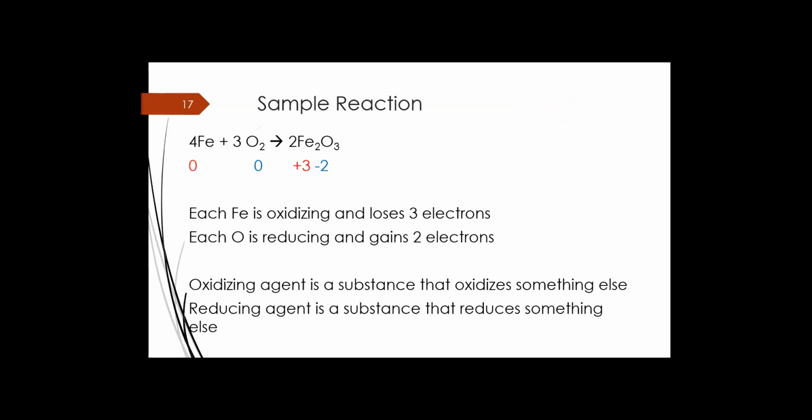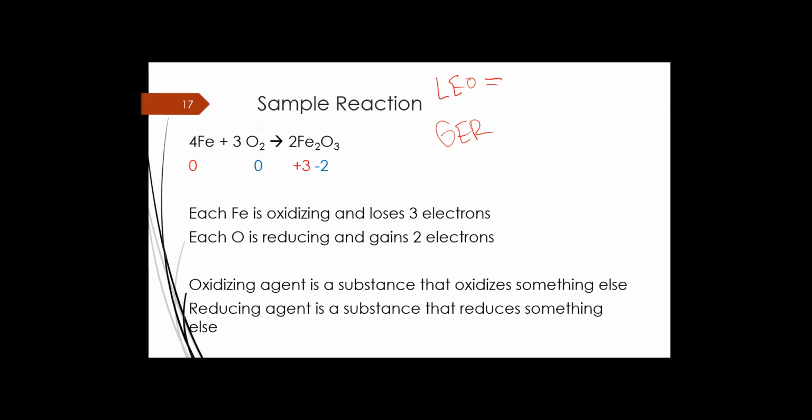So each iron is oxidizing and losing 3 electrons each. Each oxygen is reducing and gaining 2 electrons each. One way to remember that is LEO the lion goes GER. That means that when you lose electrons, you oxidize. When you gain electrons, you reduce. Your oxidation number is going down, so you're reducing.